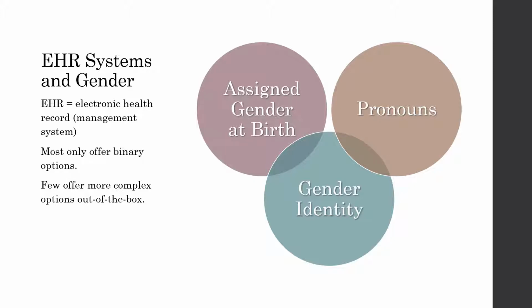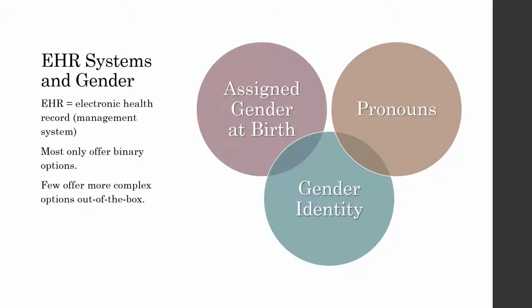In order to specify anything aside from sex, you would have to go to the Structured Data tab and manually add in different fields. And then, of course, if you added in a field after you already had patients in the system, you'd have to go back and specify for many of these patients in the future. And very few EHR systems that I'm aware of offer more complex options that are accommodating of gender and gender identity as well as pronouns out of the box.